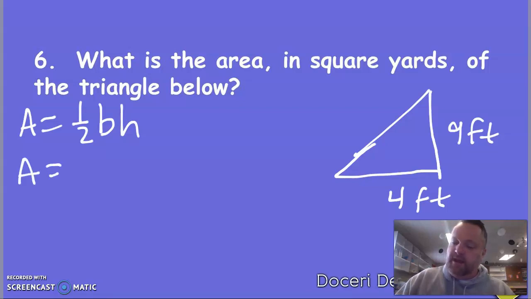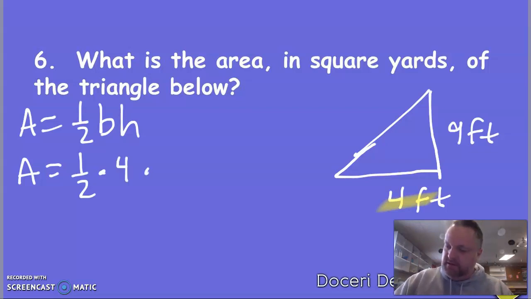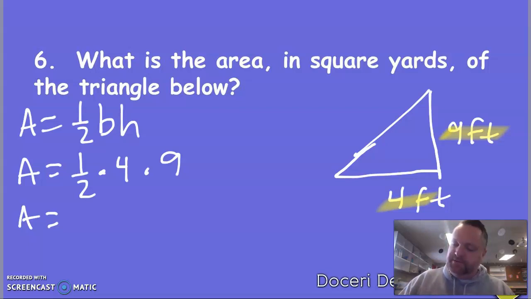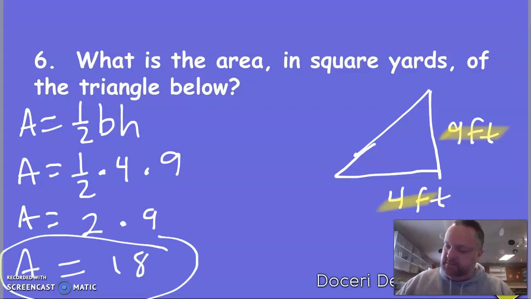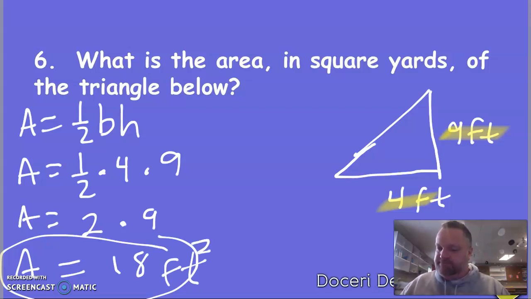So rewriting here, my base is right here, so I'll write that down. 1/2 times 4 times the height, which is 9. And then I simply simplify. Remember, I can multiply 1/2 times 4 first, or I can multiply 1/2 times 9 first. In this case, it makes more sense to multiply the 1/2 times the 4 first. So 1/2 times 4 is 2. Continuing to simplify. So the area of my triangle is 18 feet squared. Okay.